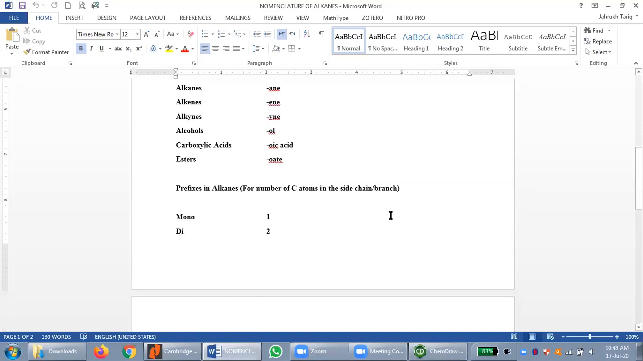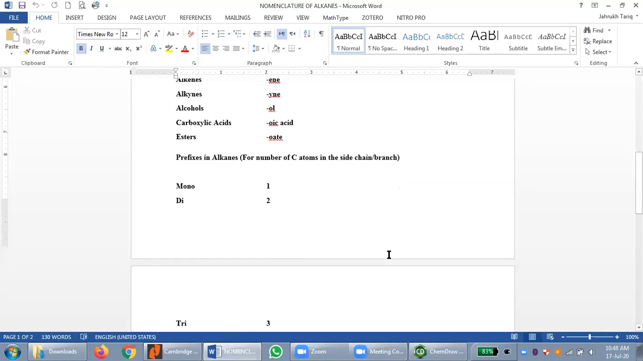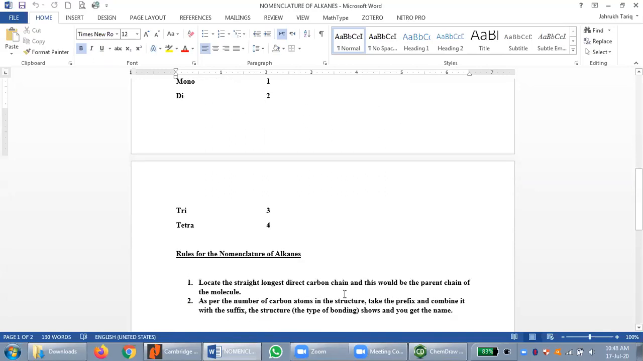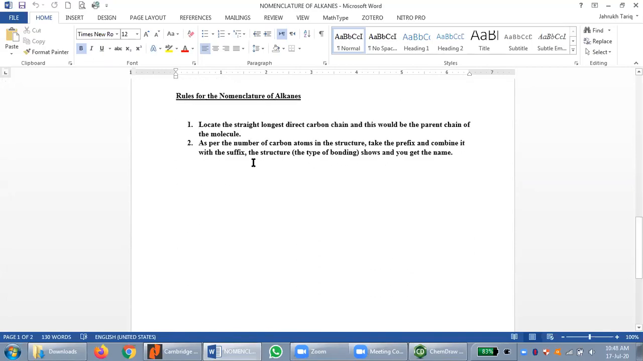The prefixes in alkanes for the side chains or the branches, what we are going to do today is mono for 1, di for 2, tri for 3, tetra for 4, so on and so forth. We were discussing the rules yesterday. The first rule was to locate the straight, longest direct carbon chain, and this would be the parent chain of the molecule. Number 2, as per the number of carbon atoms in the structure, take the prefix and combine it with the suffix. The suffix shows you the type of bonding, and you get the name. Okay? Suffix actually shows the structure or the type of bonding. Okay? So you get the name.